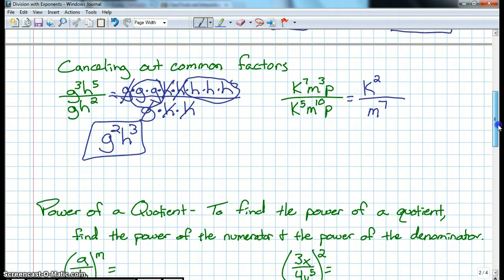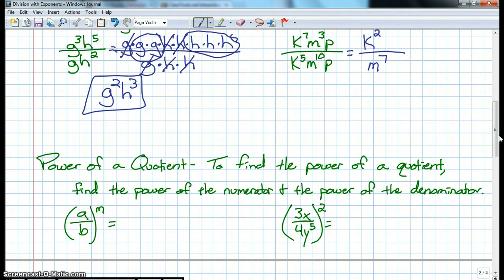Okay, moving on. The next property, and it's really our last property with exponents, is called power of a quotient. It's similar to power of a product. And it tells us this: to find the power of a quotient, you must find the power of the numerator and the power of the denominator. Another way of thinking about that is everything inside the parentheses, whether it's in the numerator or denominator, is being raised to the exponent that's on the outside. So to simplify a over b to the m, it's a to the m over b to the m.